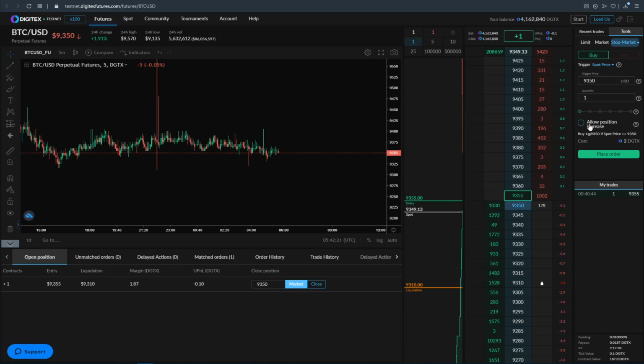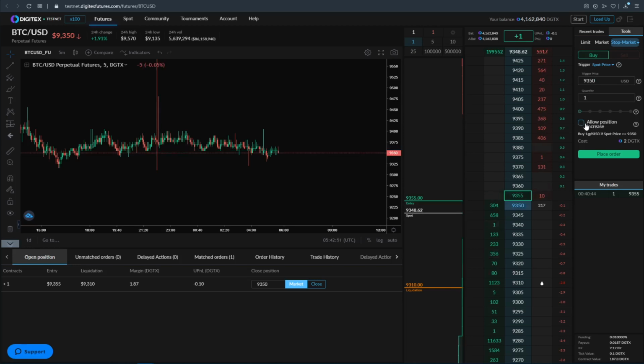And then you can come down here and you see allow position increase. That's not going to apply to you unless you want to have this conditional order open a position instead of actually closing one out. Like I'd mentioned earlier, I was going to show you how to open a position if there's a breakout and you're wanting to not miss out on a move. You can actually have a conditional order open a position for you. And that's where you'd need to select this.